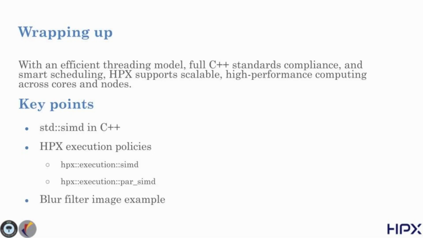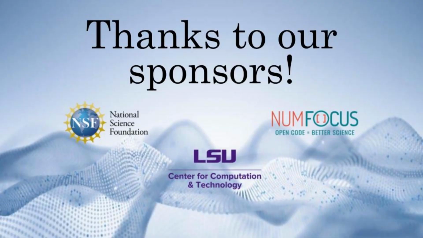And that wraps up our tutorial on SIMD and vectorization with HPX. We looked at how to use std::simd in C++, explored HPX simd and par_simd execution policies, and applied everything in a real-world blur filter example. I hope this gave you a clear, practical intro to writing fast and efficient code with HPX and SIMD.